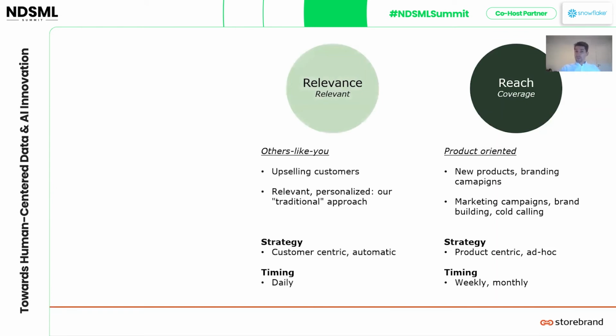Then on top of that, we offer a relevance model with customers that are like you. So this is about upselling and cross-selling customers. These are customers, not prospects. These are customers that we have some information about, and we know that others like them have done certain things in the past, and therefore they might be more likely to do that in the future. This is more relevant, more personalized, and this is very closely related to our traditional approach that I showed earlier.